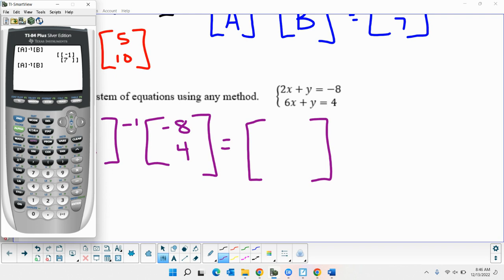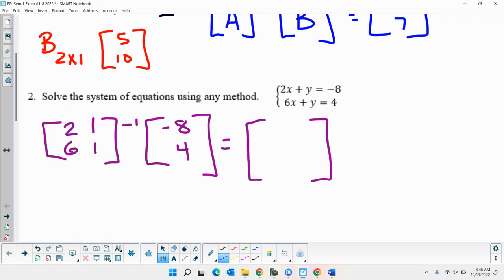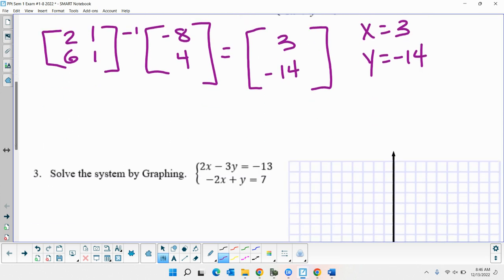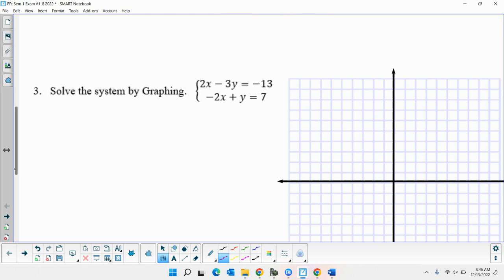You ready? Cool. 3 negative 14. Any questions? Anybody having issues with the calculator? Okay. I think that'd be the easiest way for you guys to do this. All right. Now, number 3, you're supposed to graph, so I'm going to go ahead and graph them.